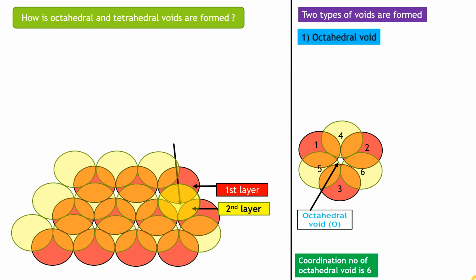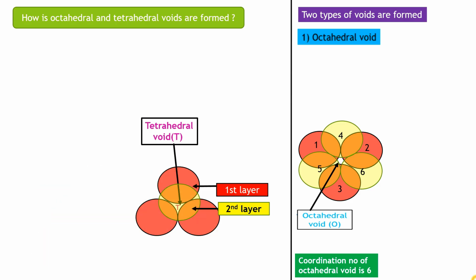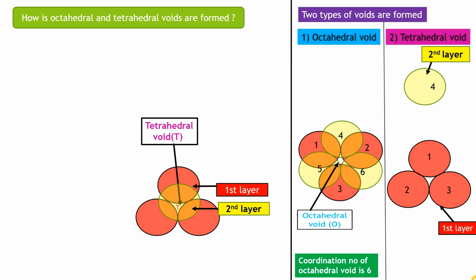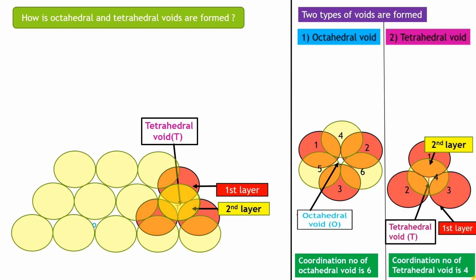Here in the animation you can see a tetrahedral void, which is represented by the letter T. Tetrahedral voids are formed when 1 sphere from the second layer covers the depression of the first layer. Hence tetrahedral voids are formed by 3 spheres below, which are of the first layer, and 1 sphere above, which is of the second layer. Since tetrahedral voids are formed by 4 spheres, the coordination number of a tetrahedral void is 4.